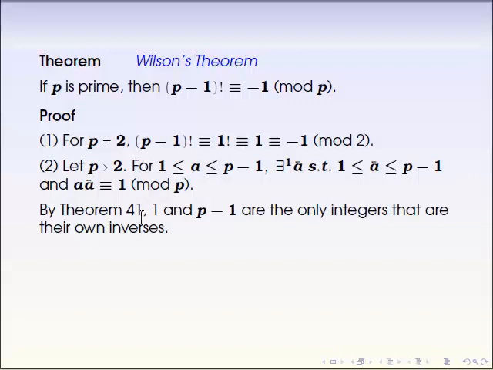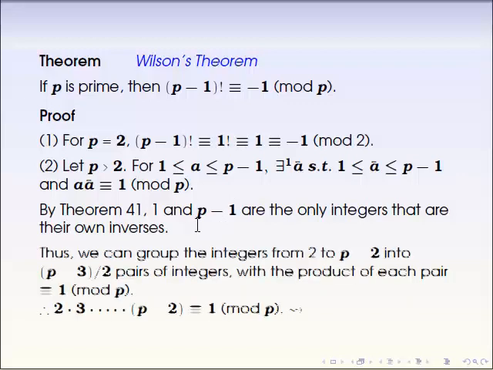And another thing is, from Theorem 41 in Section 1.7, 1 and negative 1 are the only integers that are their own inverses, and negative 1 is congruent to p minus 1 modulo p. So 1 and p minus 1 are their own inverses, right? So from this fact, if you choose any a between 2 and p minus 2, because 1 and p minus 1 are already their own inverses, right? So let's just ignore those.